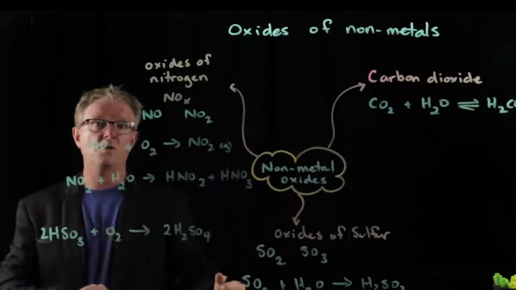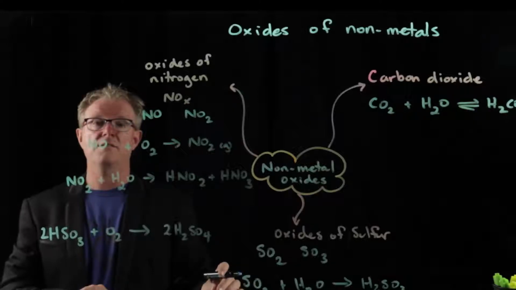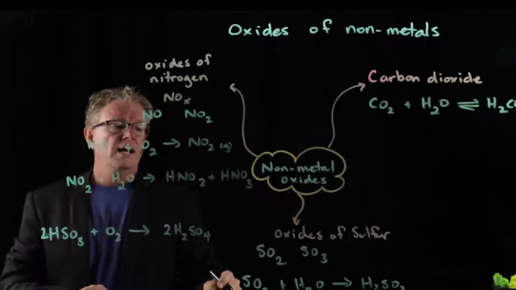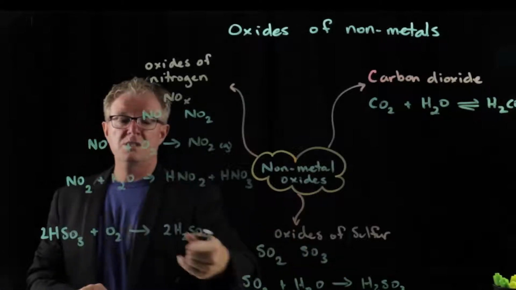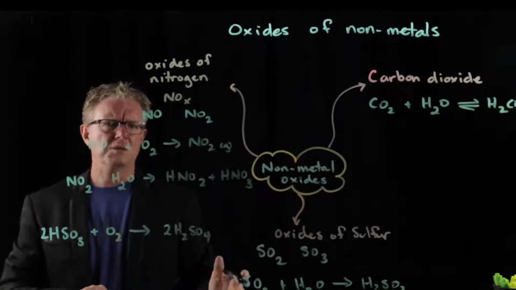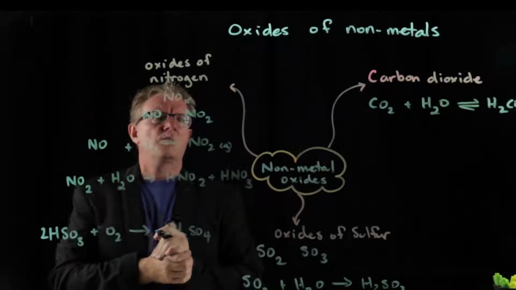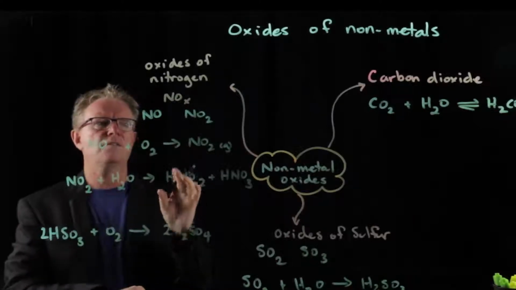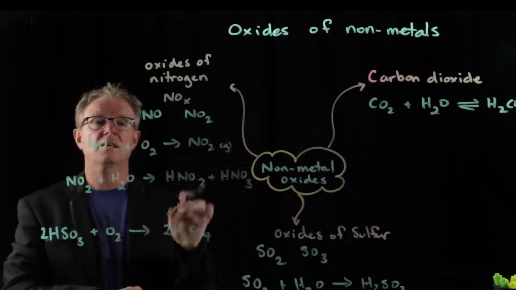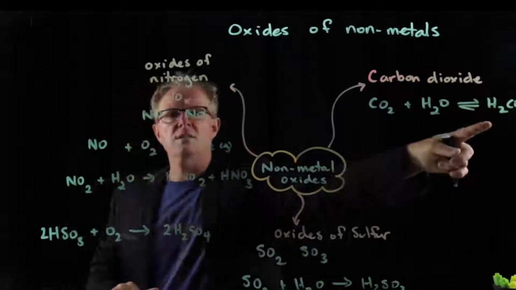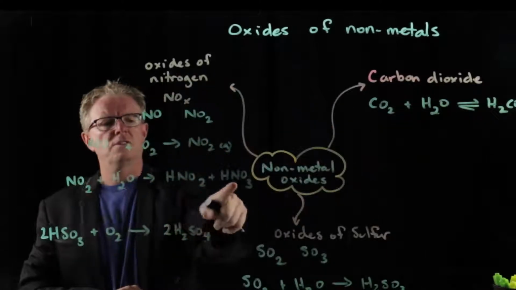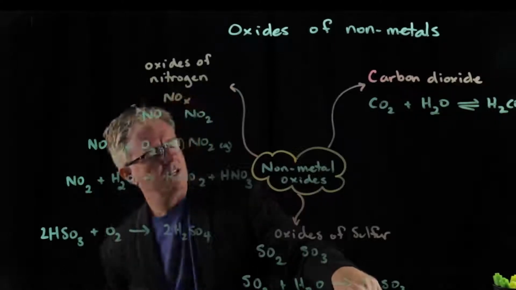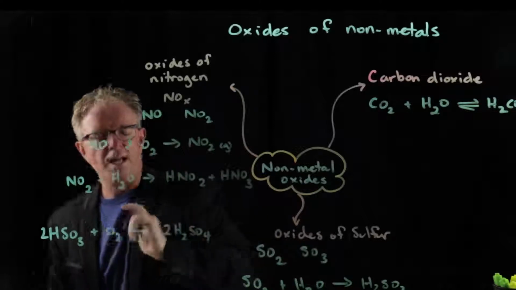It's produced naturally by volcanoes. We'll look at that in a bit more detail in another video. We also produce it by burning coal, and it reacts with water to produce sulfurous and sulfuric acid, so contributing to acid rain. So as you can see, we've got a lot of non-metal oxides here that can react in a variety of ways to produce acidic substances, right? Carbonic acid, nitrous and nitric acid, sulfurous acid and sulfuric acid.